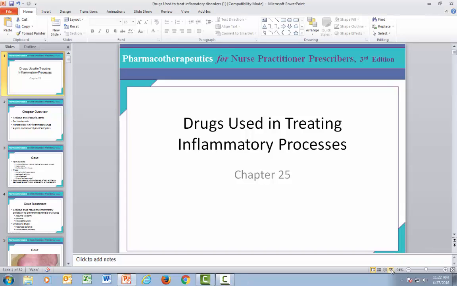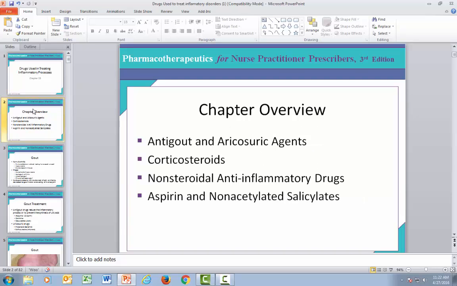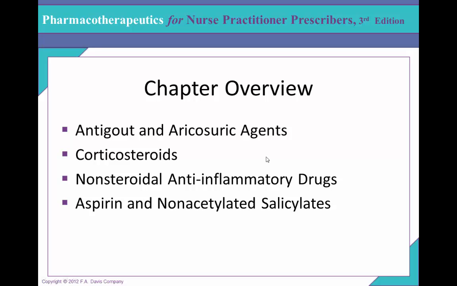Good morning. Today we're going to discuss the treatment of inflammatory processes, including gout and anti-gout and ergogenic agents, corticosteroids, non-steroidal anti-inflammatory drugs, as well as aspirin and non-salicylates. In addition, we're going to discuss the treatment of adrenal insufficiency, as well as many other disorders.